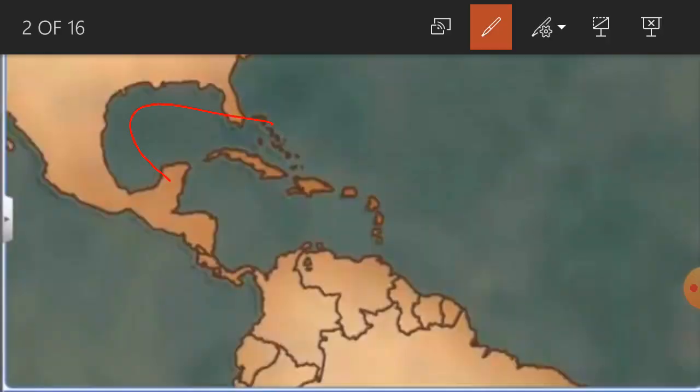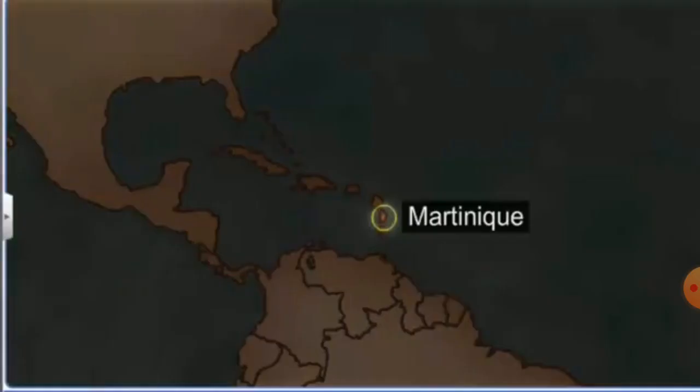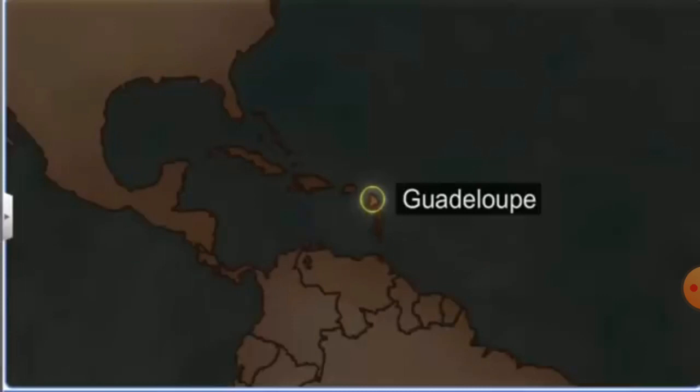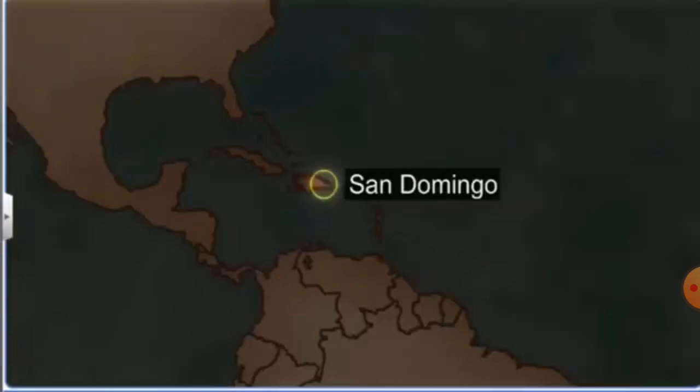Students, this is the area of the Caribbean Sea, and here were the colonies of France. These colonies were Martinique, Guadeloupe, San Domingo, and these colonies were very important for France because they were the suppliers of many commodities, like tobacco, indigo, sugar, and coffee.